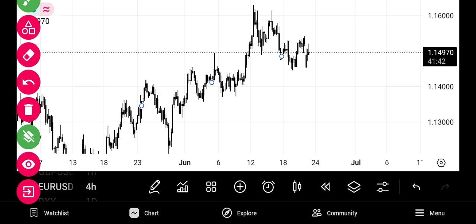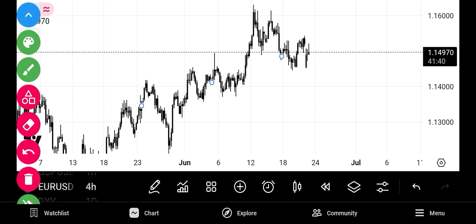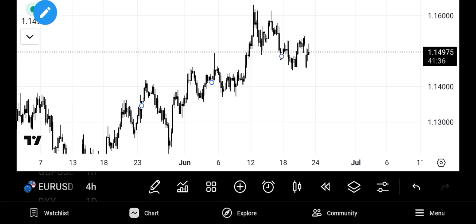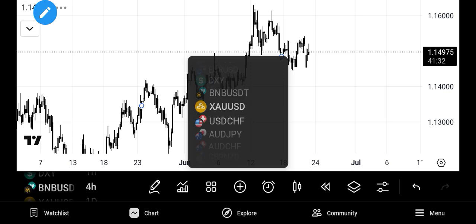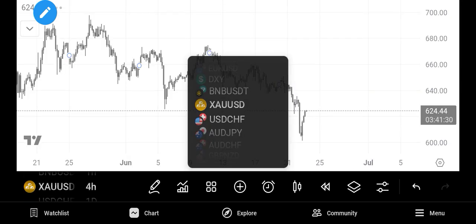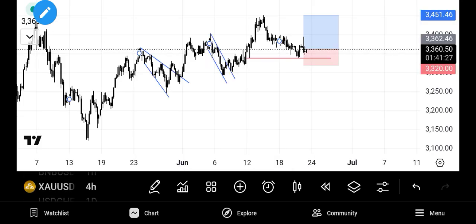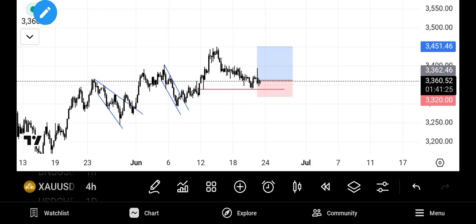So going into gold, the last one, guys, I'm not gonna do all of them. I'm not gonna do a lot of pairs today, as I'm still just getting into this analysis thing. So going into gold, last but not least, my favorite, gold, of which I do currently have an entry in.